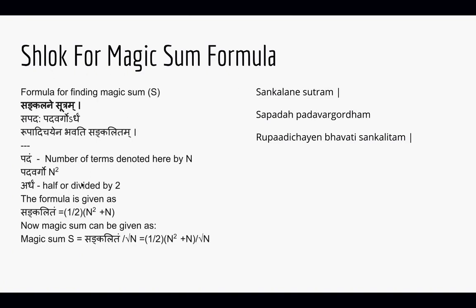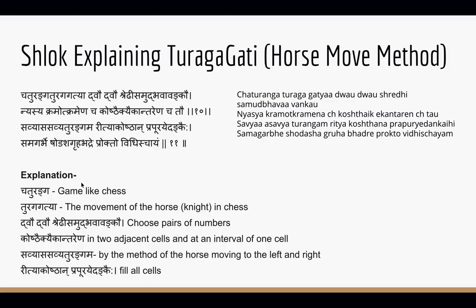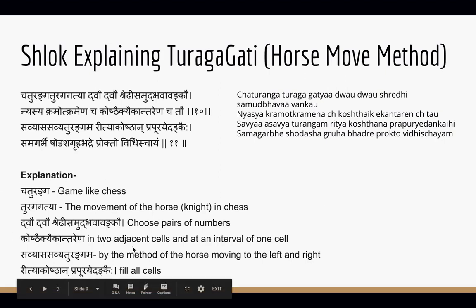Now the magic sum can be given as Sankalitam divided by the square root of n, which is equal to 1/2 times n squared plus n, divided by the square root of n. Now the sloka explaining the Turagagati. I will not be doing the sloka here, but I will be showing you how to do it. So the explanation can be shown here.